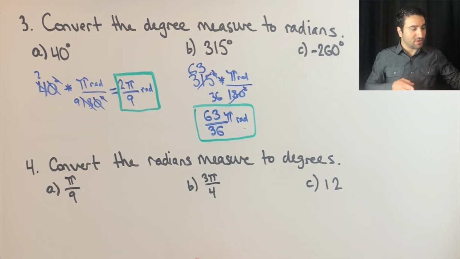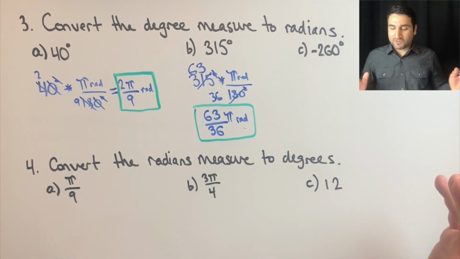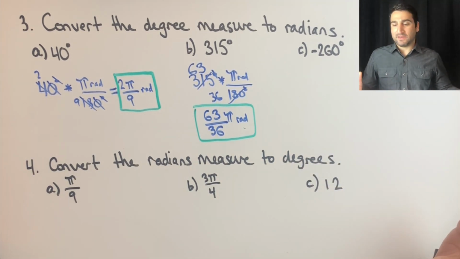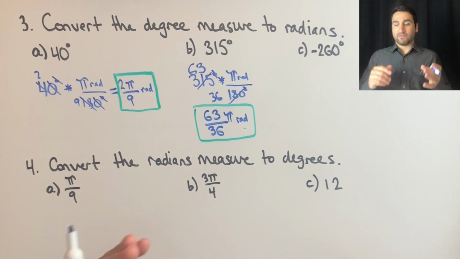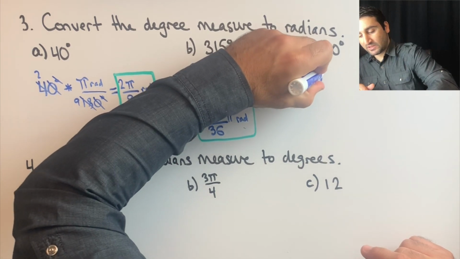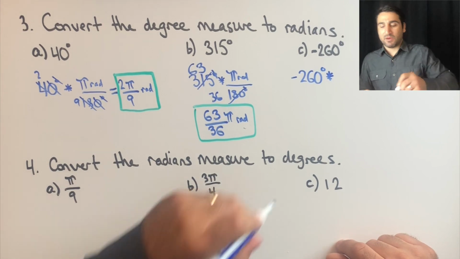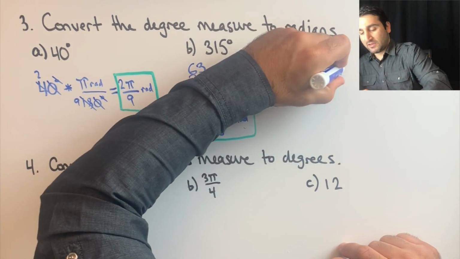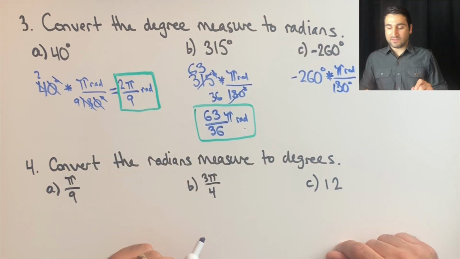Awesome. Chugging right along. Let's do this last one. The negative symbol might throw some people off, but it actually doesn't do anything different. You can have a positive or negative degree, positive or negative radian. You're going to handle it the same way. So we're going to take negative 260 degrees, and we're going to multiply it by pi radians over 180 degrees.